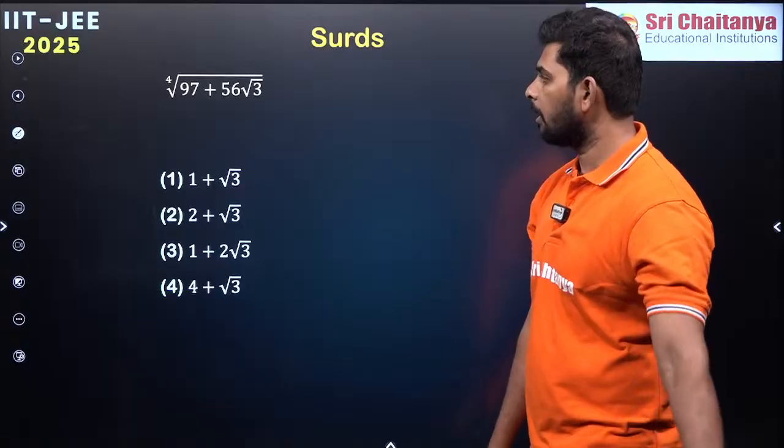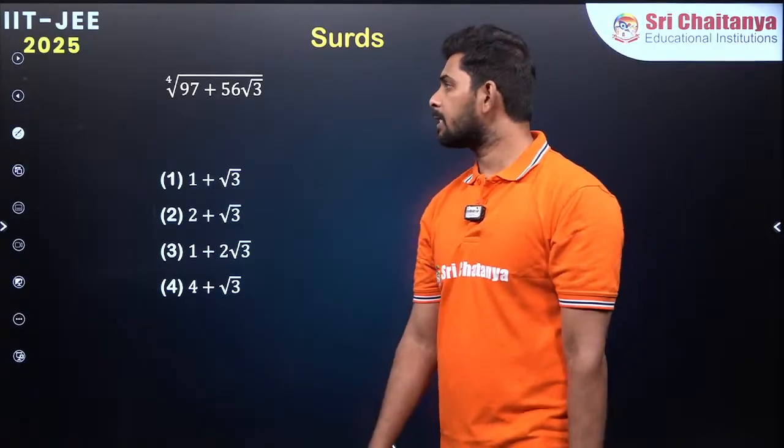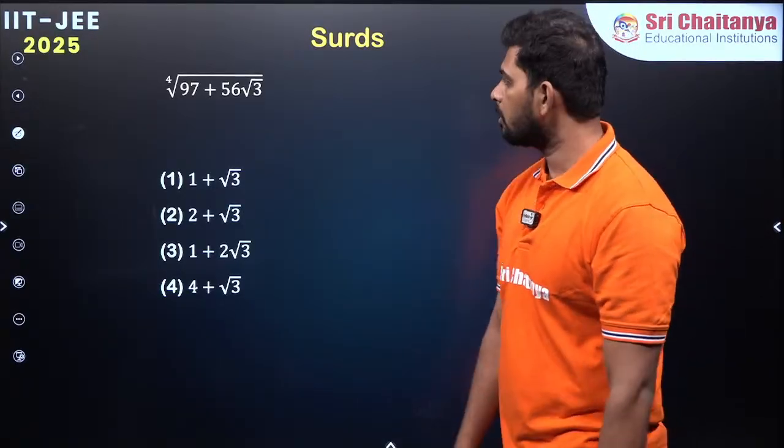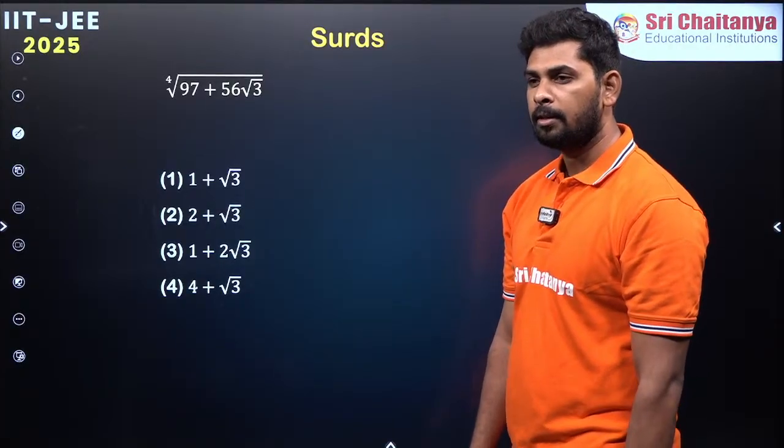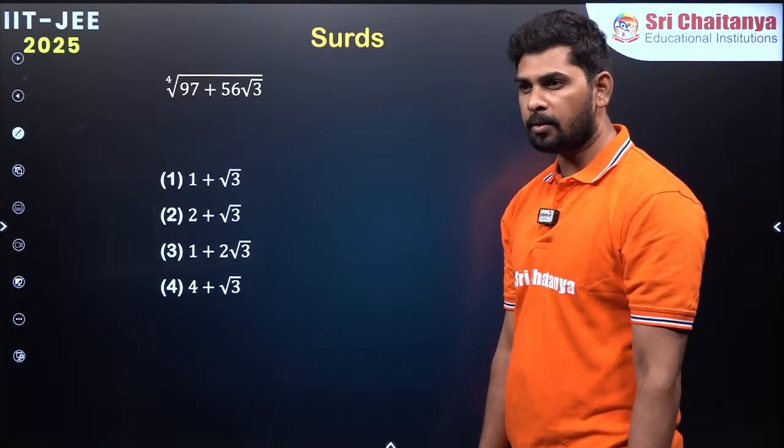Then the last one we are taking here, 4th root of 97 plus 56 root 3. How are you going to simplify? All of you work on this. This is the last question.